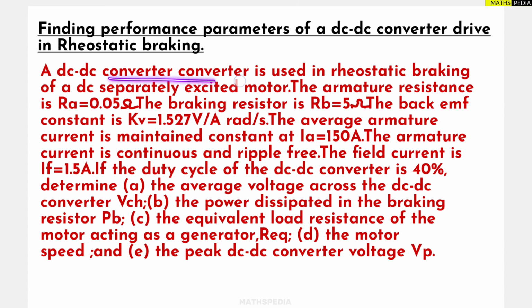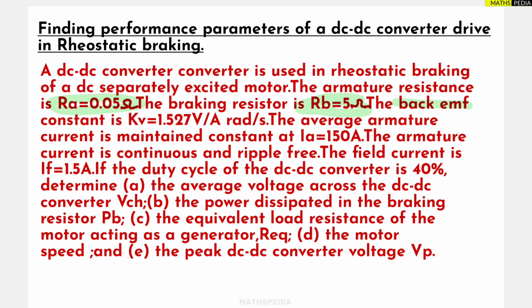The DC-DC converter is being used in rheostatic braking of a DC separately excited motor. Here it is a DC separately excited motor. The armature resistance is given. So this is the given value. Let us just mark it. So this part is given. Braking resistance RB, because in rheostatic braking you are introducing one braking resistance RB, right? That is the important fact here.